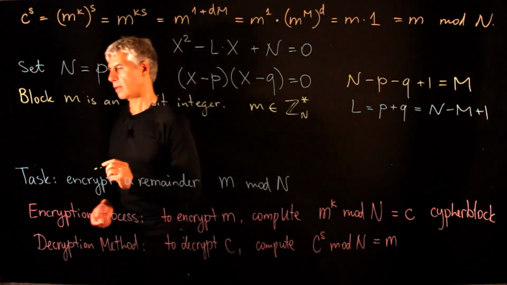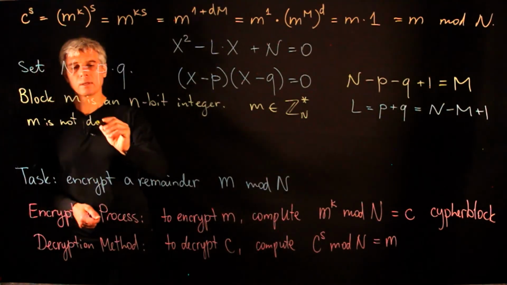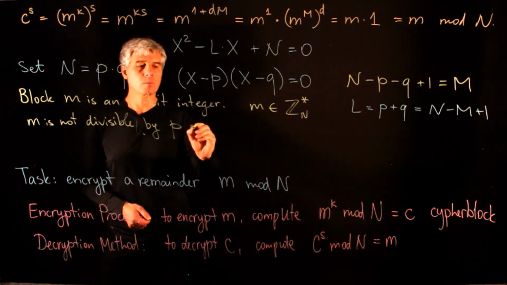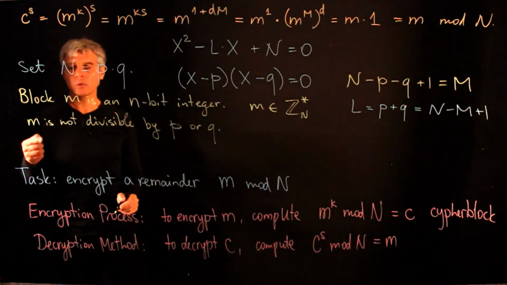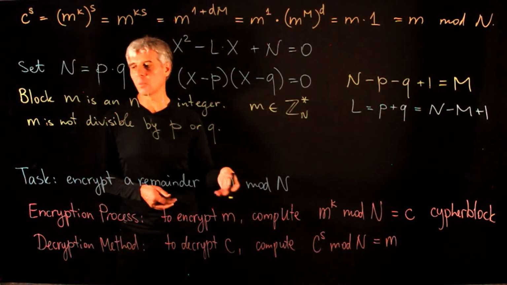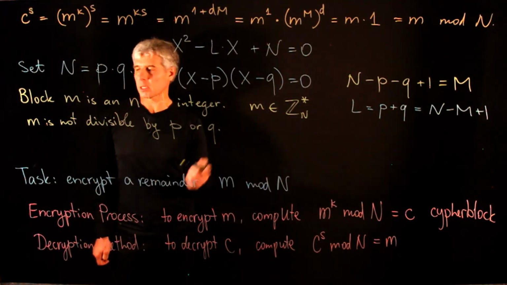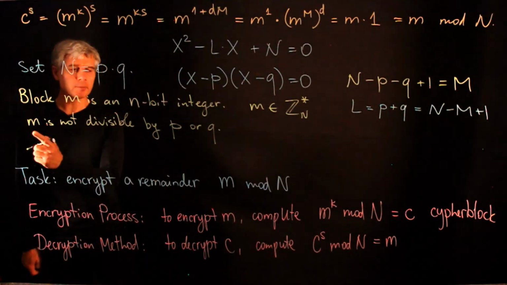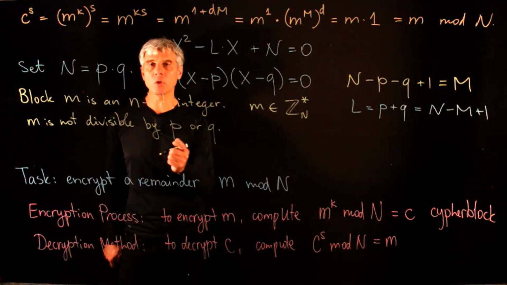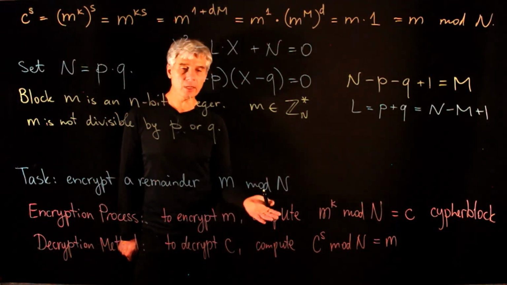So this means that m is not divisible by p or q. Certainly, we are not going to allow m to be 0. Well, this can be achieved by, say, adding 1 to each block. Since p and q are very large primes, the probability that a random integer m is divisible by p or q is extremely low. And indeed, our method may fail with a very low probability, right?